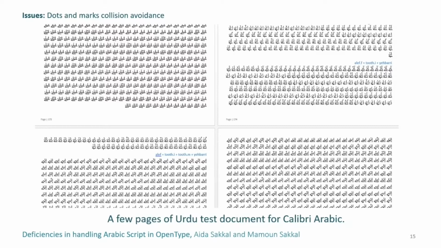So for an example, here are a few pages of one Urdu test document I made while we were developing Calibri Arabic. Not sure if you can see it, but note the crazy page number. I think this document was around 235 pages, and we had several of these.